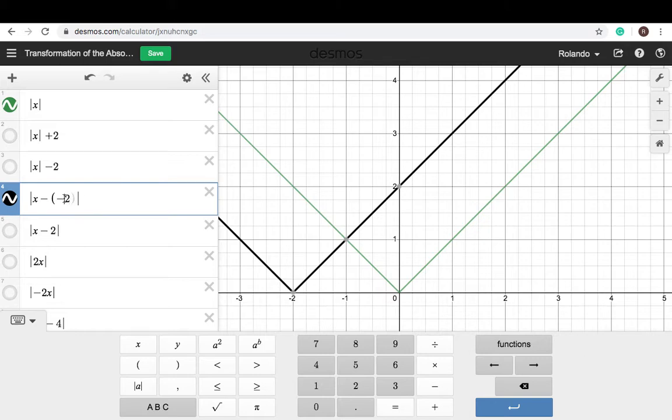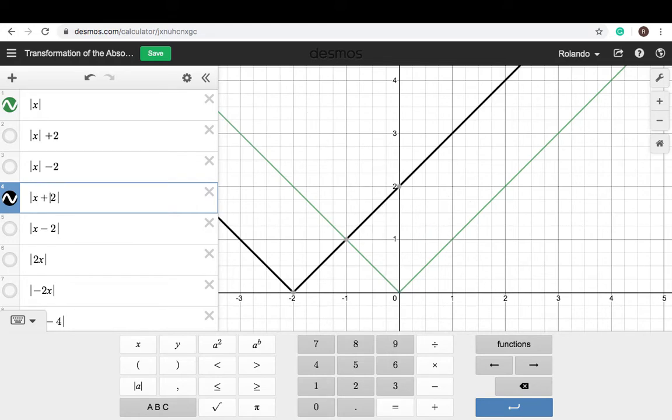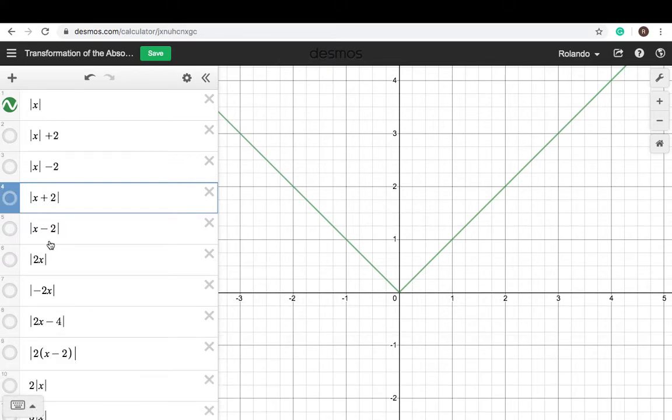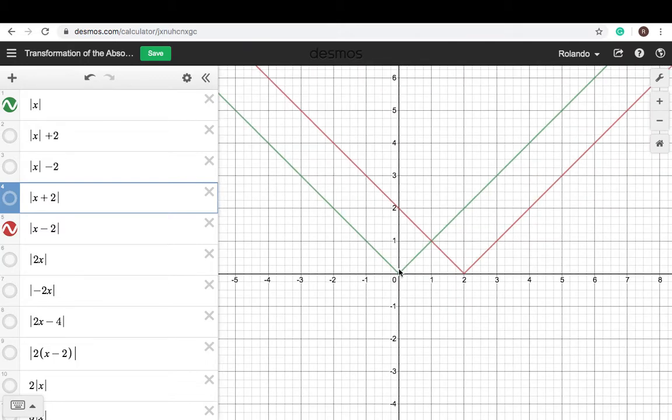So let's put this back to x plus 2. So the absolute value of x plus 2 is similar in shape and size as the parent absolute value function, only that the graph is translated 2 units to the left. If we have x minus 2 instead of x plus 2, the graph is translated to the right 2 units. Think of this as sliding this green graph to the right 2 units.